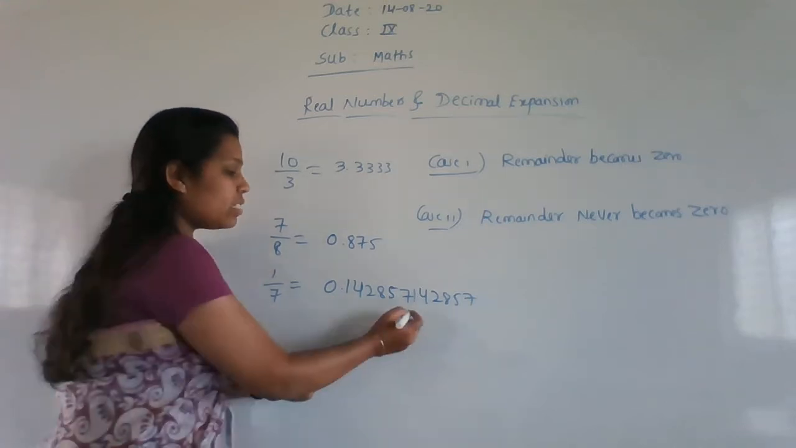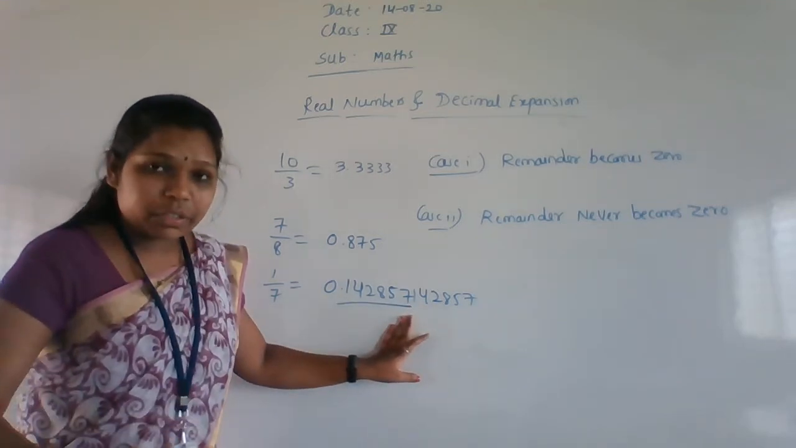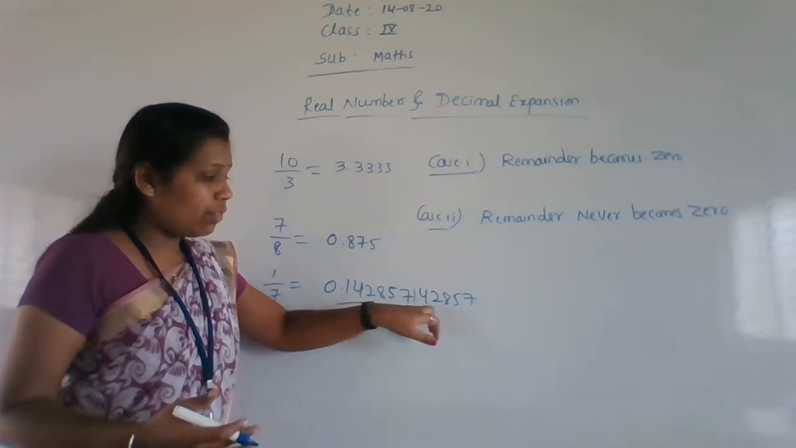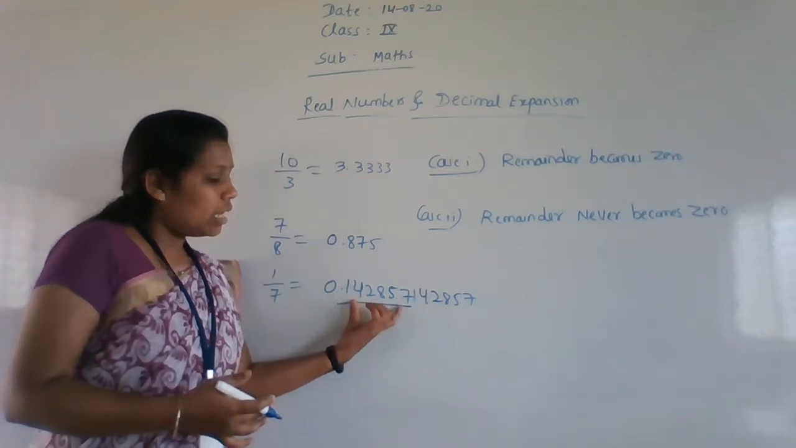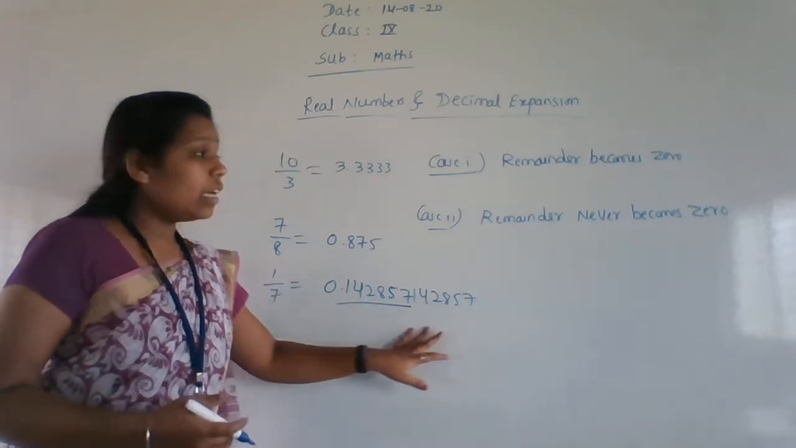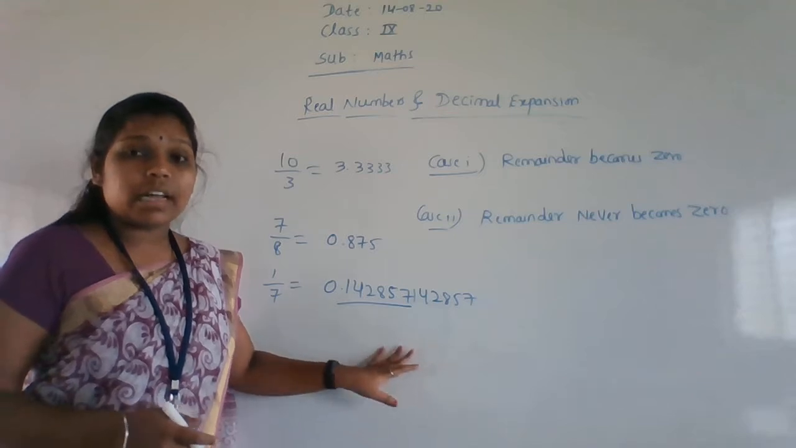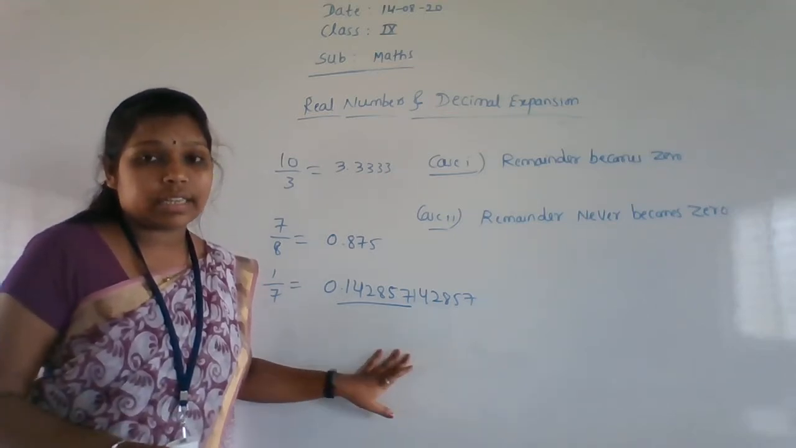0.142857. Up to this much the same thing is there. After that, if you go on with the division, then again you will get 142857. This value only will repeat after that. Again you will not get the remainder as 0 here. So the remainder never becomes 0 in this case.